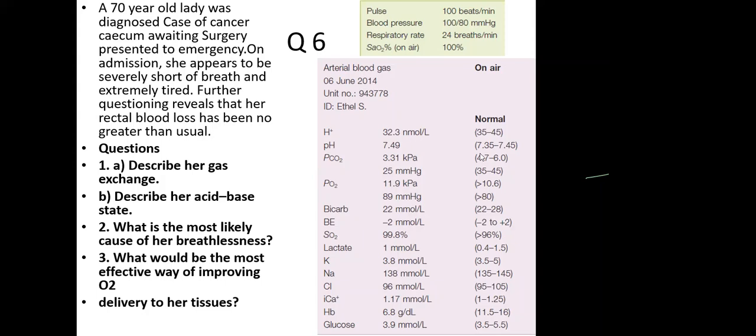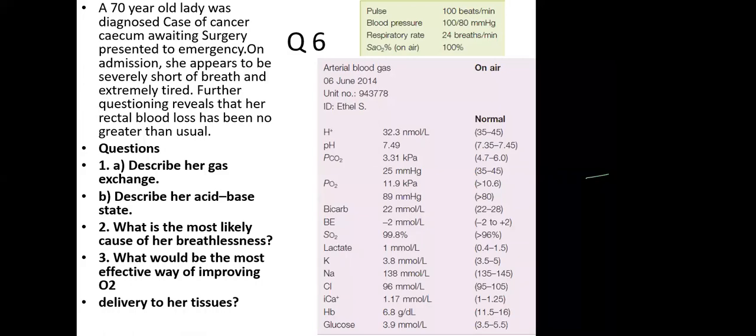Sir, should I move on to the next question, sir? Yeah. Sir, the most likely cause of her breathlessness, I'm not sure, but anemic hypoxia, sir? Because the hemoglobin is 6.8. It will not be called hypoxia, because hypoxia is a saturation or desaturation state. The PO2 is 11.9, it is 89 millimeters of mercury. Yes, okay, sir. But as you have mentioned, the cause of the breathlessness will maybe be a process of hyperventilation. She may be hyperventilating, probably due to the anemia, which is making her do that.